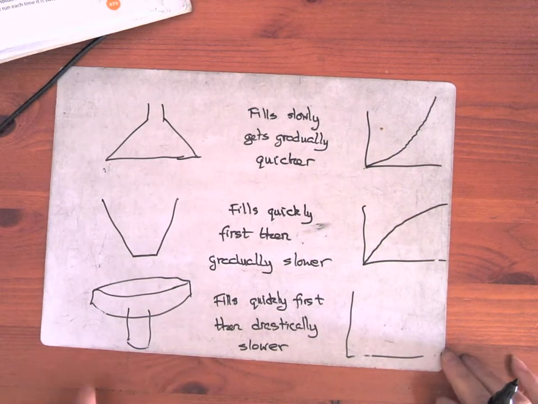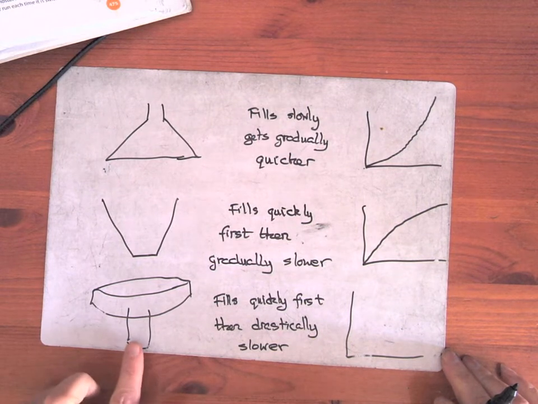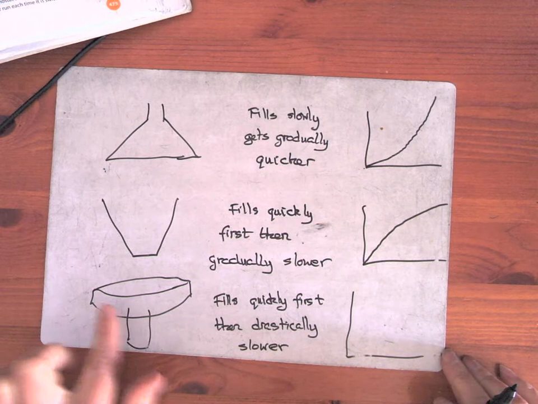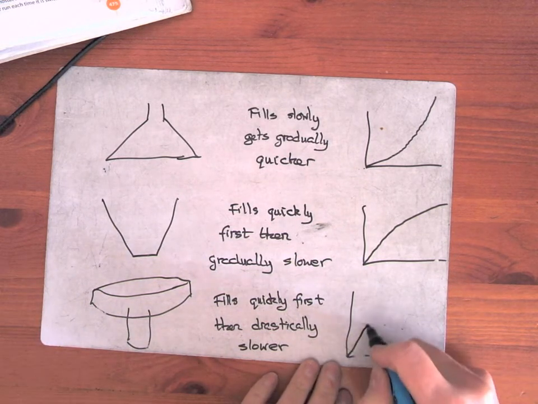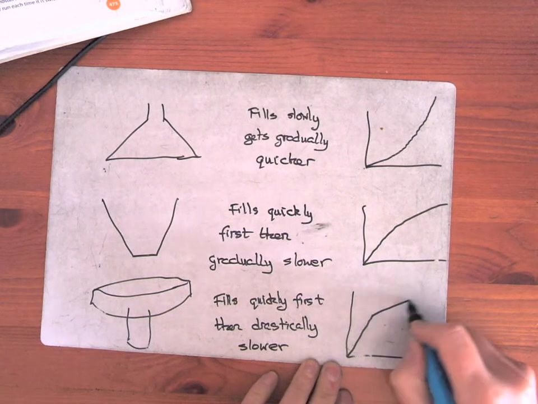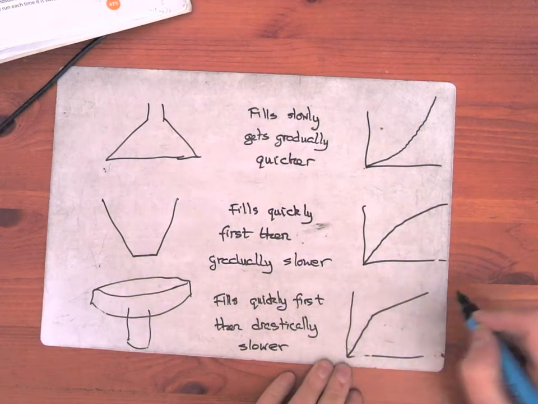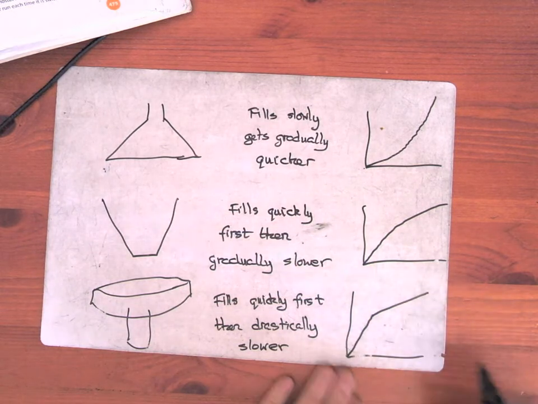This one is a straight line. Well, it's two bits of straight line, so it's going to fill the narrow bit quickly, and then drastically change and fill the wide bit more slowly. So it's filling quite quickly, straight line, then a drastic change, and then it's filling more slowly. So two straight lines. Remember, speed is represented by the slope. The faster it's filling, the steeper the slope. The slower it's filling, the flatter the slope.